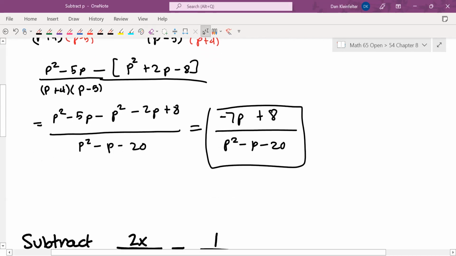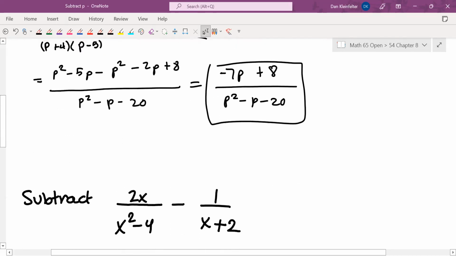Okay, so hopefully you're trying some of these, and hopefully also you're getting the right answer. If there's something in here that you're not getting, or if I make a mistake, hopefully not. If I make a mistake, please let me know.